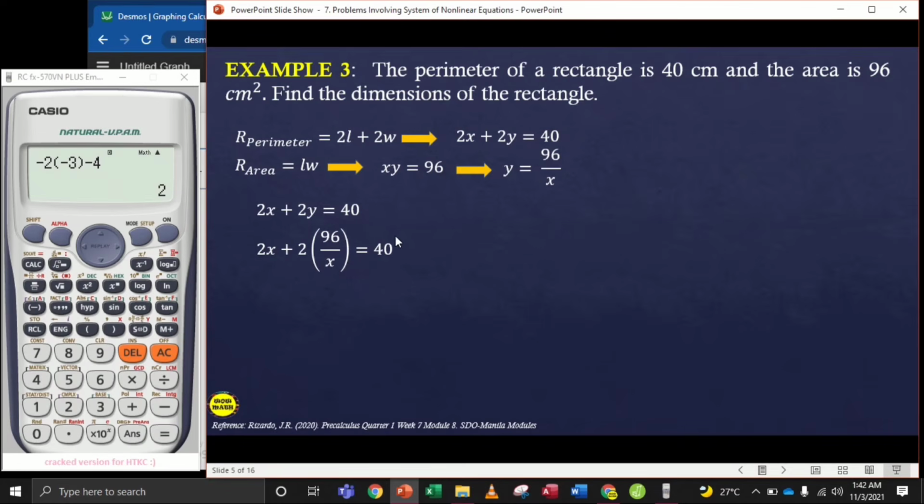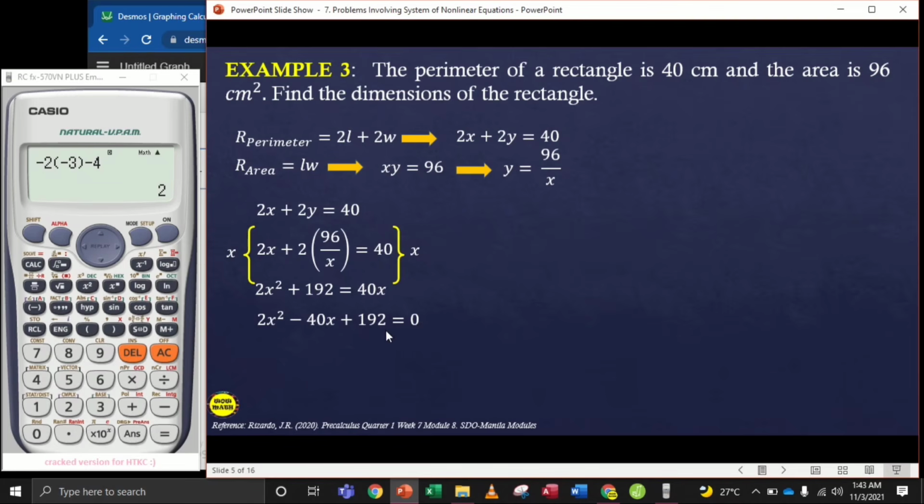So, para mas mabilis, i-multiply natin both sides ng equation natin by x. Okay? So, maging x times 2x, that is 2x squared. And then ito makakancel yung x. So, maiiwan na lang dito 2 times 96, that is 192. And then dito sa kabilang side ng equation natin, meron tayong 40 times x, that is 40x. So, si 40x, lipat natin dito sa left side. So, maging 2x squared minus 40x plus 192 is equal to 0.